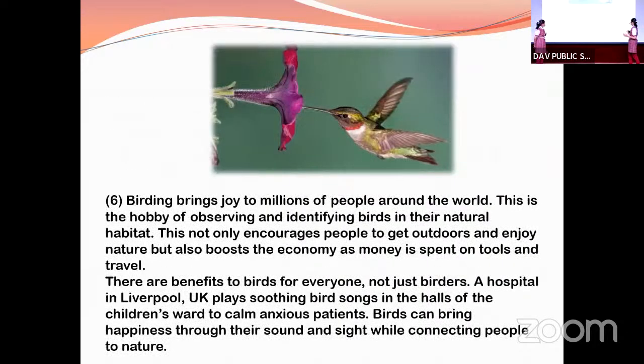Birding brings joy to millions of people around the world. This is the hobby of observing and identifying birds in their natural habitat.